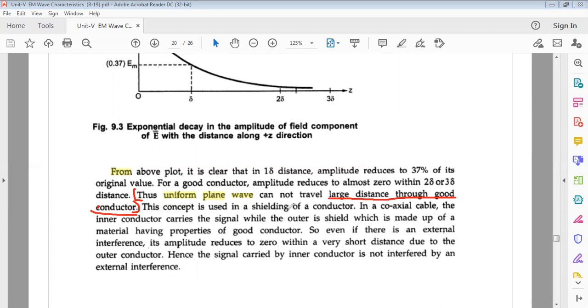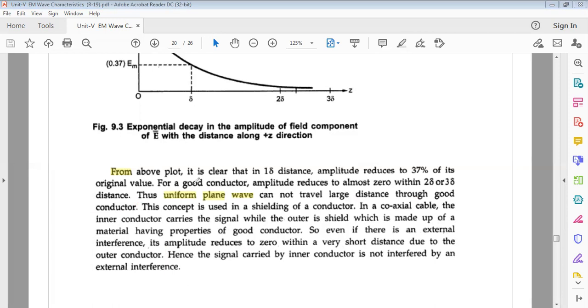This concept is used in the shielding of conductors. In a coaxial cable, the inner conductor carries a signal while the outer conductor carries a shield, which is made up of a material having the properties of a good conductor. So, even if there is external interference, its amplitude is reduced to 0 within a very short distance due to the outer conductor, so the signal carried by the inner conductor is not interfered with by the external interference.